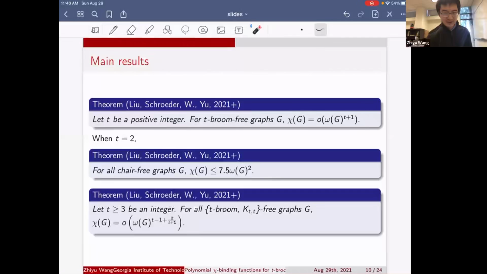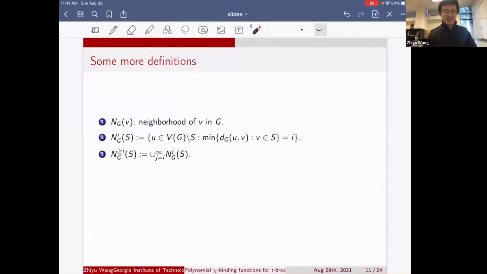We are going to prove the first one, and then mention what is the change for the quadratic bound. We are going to prove that for all t-broom-free graphs, the chromatic number is polynomially bounded, by omega of G to the t+1. Before that, some familiar notation so that we are on the same page.